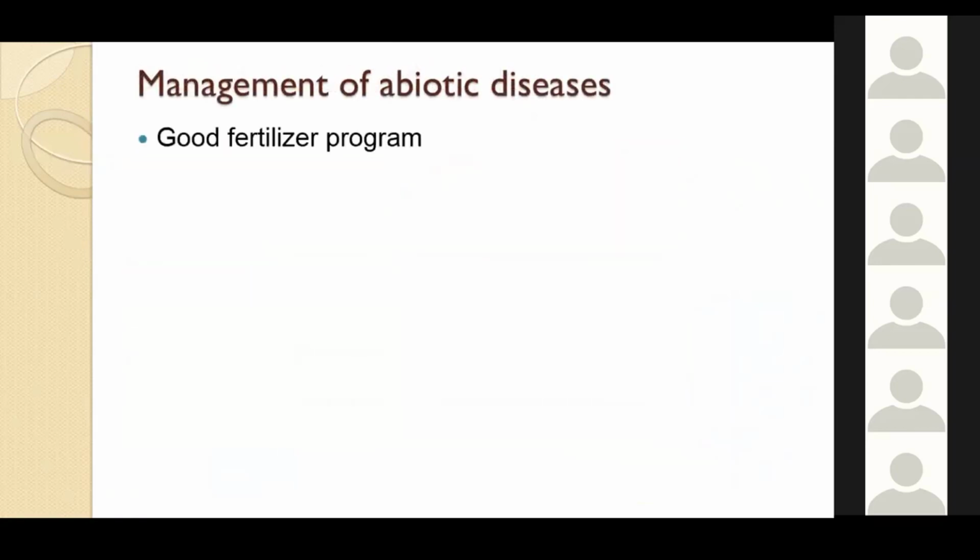And as far as managing a lot of these abiotic diseases, a lot of these management techniques just focus on reducing overall plant stress. One of the first things we can do is have a good fertilizer program. Not applying too much fertilizer, not applying too little, but based off of the environment and the plant, applying the correct amount.